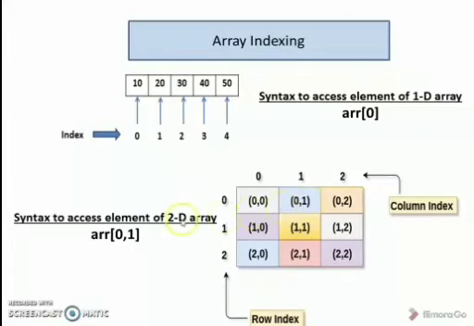So to access a particular element of a 2D array, we write the array object, and inside square brackets we pass 2 parameters. The first parameter specifies the row, and the second parameter specifies the column. In this way we access an element of a 2D array.